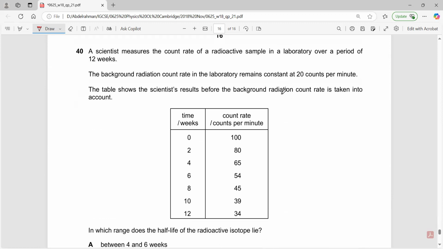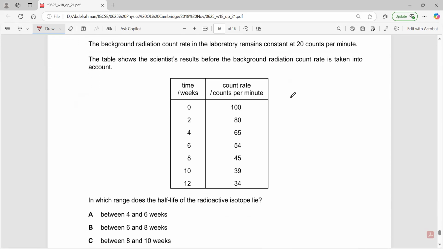Question 40. You have a table that shows the results before the background radiation is taken into account. In which range does the half-life of the radioactive isotope lie? You have 20 counts per minute. So if you have background radiation, what do we do? I said minus, divide, plus.